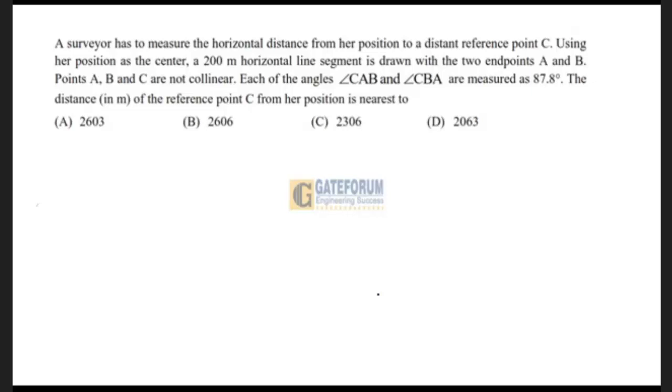A surveyor has to measure the original distance from her position to a distant reference point P. Using her position as the center, a 200-meter horizontal segment is drawn with two endpoints A and B, which basically means if this is A and this is B, the surveyor is at the center, and this is 100 meters and this is 100 meters. And see horizontal distance from her point to a distant reference point P.